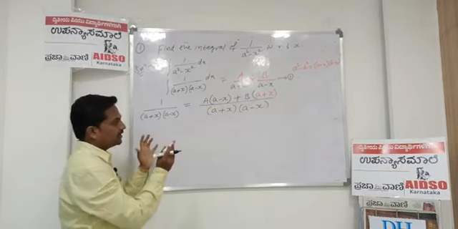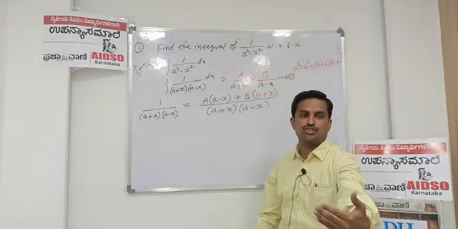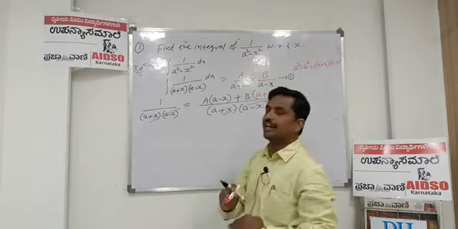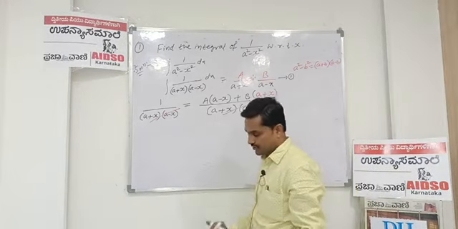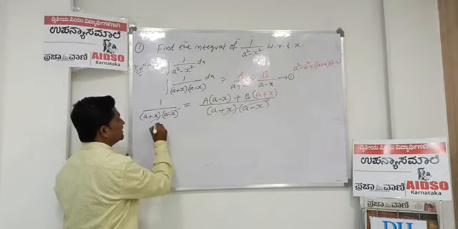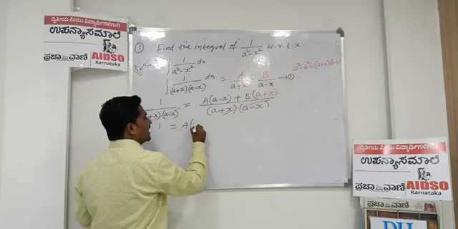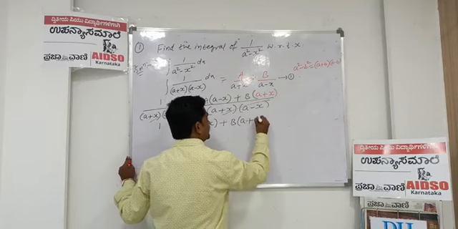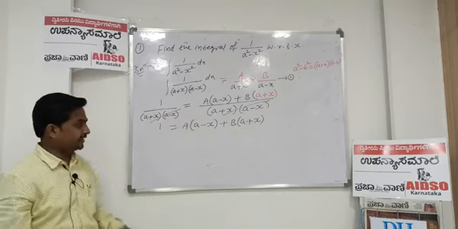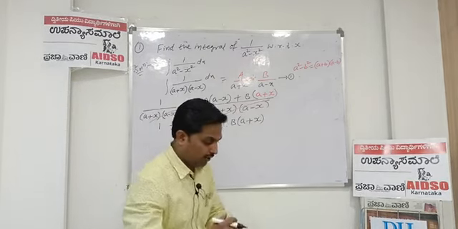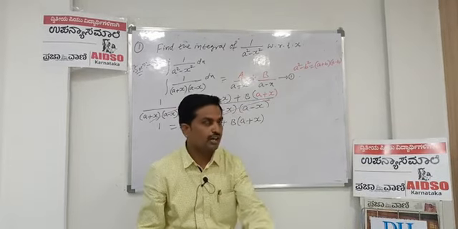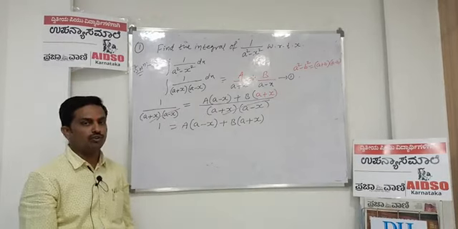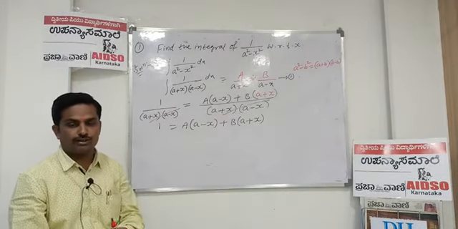Now look at the LHS as well as the RHS. The denominators get cancelled from both sides, so (a plus x) into (a minus x) gets cancelled, and 1 equals a into (a minus x) plus b into (a plus x). This is the condition that remains. Our aim is to find the value of a and b. So how can we find the value of a? It's again quite a simple form.